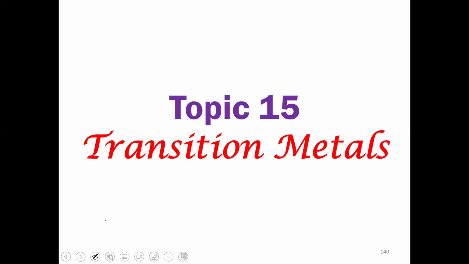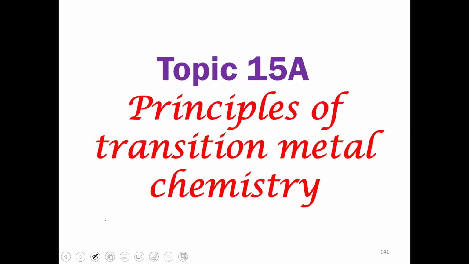This topic is about transition metals, one of the most challenging chapters in the whole A level chemistry, AS or A2. Very challenging chapter. Multiple color changes, multiple concepts, multiple lines of equations. So this is a really very challenging chapter. We are starting transition metals, then principles of transition metal chemistry.